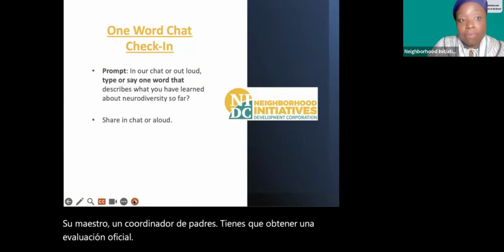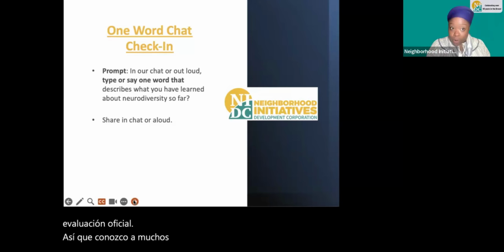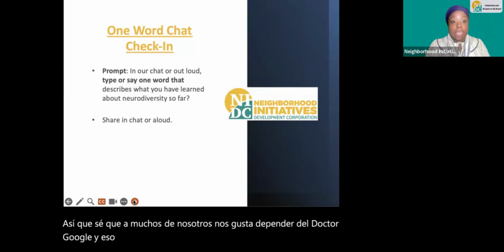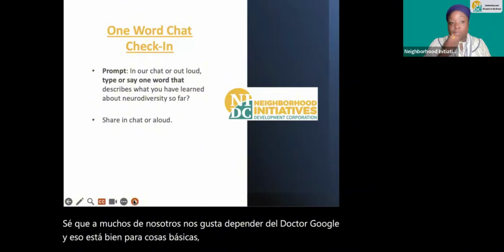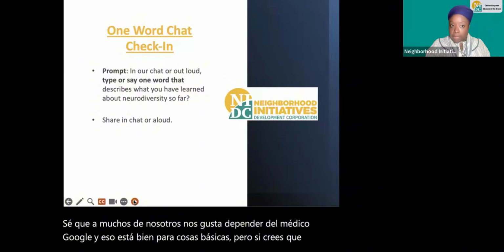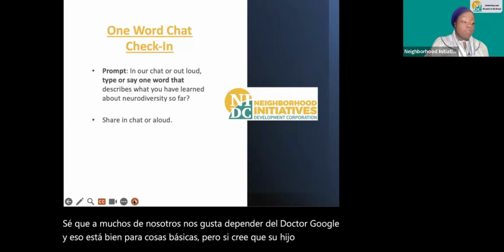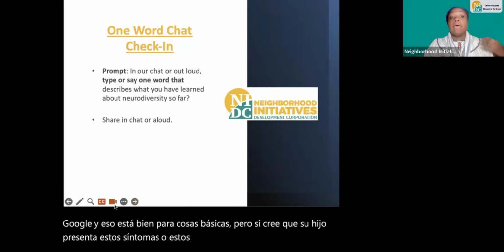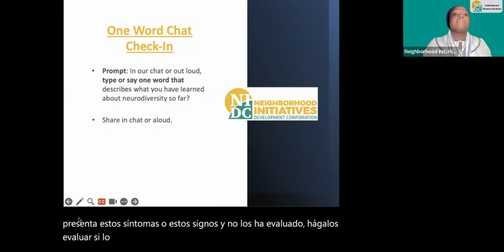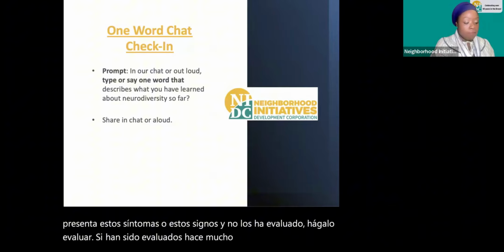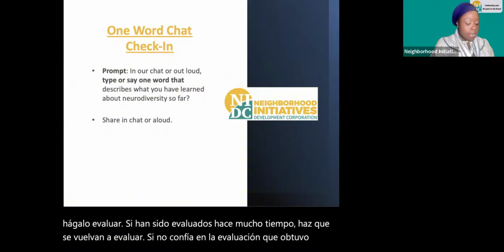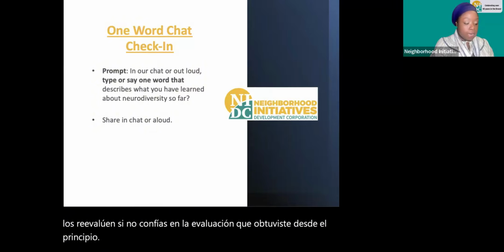So I know a lot of us like to depend on Dr. Google, and that is okay for basic things. But if you think your child is exhibiting these symptoms or these signs and you haven't gotten them evaluated, please get them evaluated. If they've been evaluated a long time ago, get them re-evaluated. If you don't trust the evaluation you got from the first place, then go and get a second evaluation.